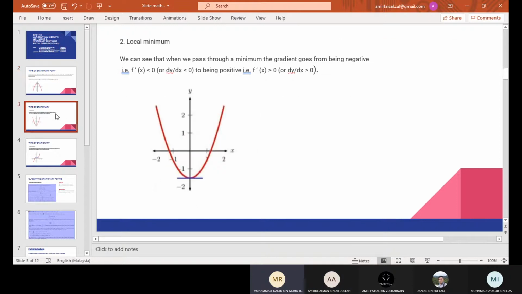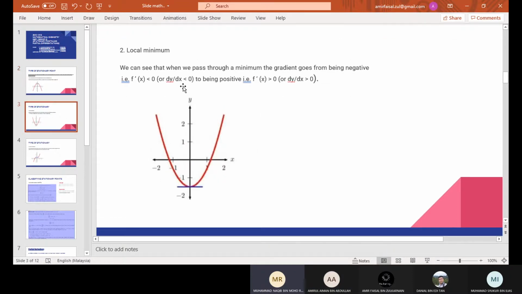So next, the second type of stationary point is local minimum. When we pass through a minimum, the gradient goes from being negative to being positive. As we can see from the example, the gradient goes from negative to positive. Okay, so the next slide.